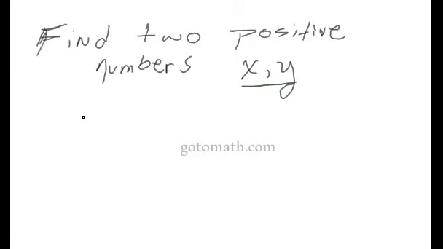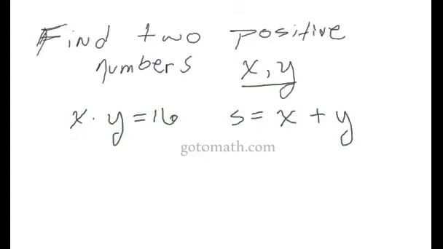and we're going to say that the product is 16. So the product of the two positive numbers is 16. So x times y is equal to 16. So this is their product. And then we're going to say that their sum, x plus y, we want that to be a minimum. And of course, we'll write that just min in a different color.